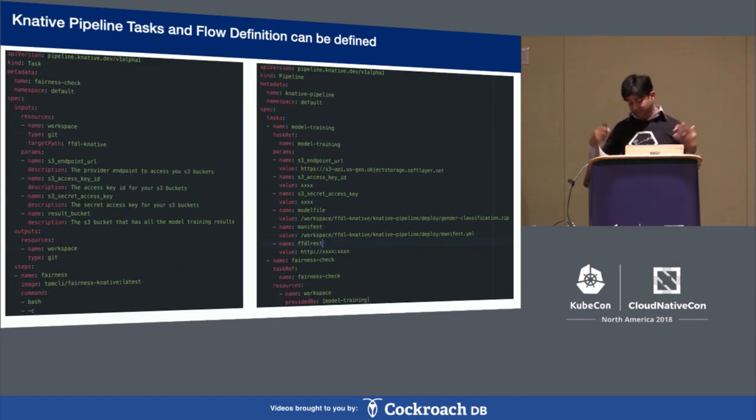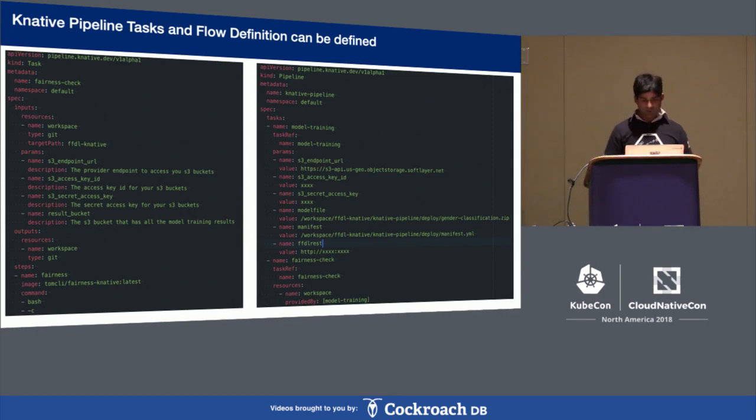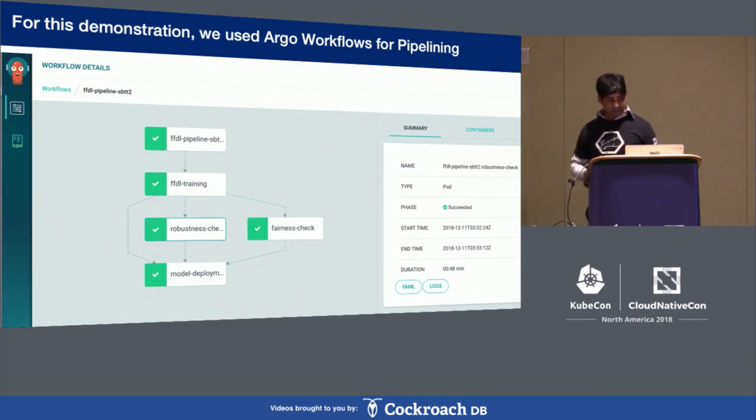And then you can define KNative pipeline tasks and flow definitions. So KNative gives you a very template-oriented way of defining what are the tasks which you want to run in this pipeline, and then how to tie them together using the pipeline tasks and the flow definition. For this demonstration, we actually ended up using Argo Workflow for pipelining because, as I said, we still need to make sure KNative pipeline becomes a first-class citizen in this space, right? With that, can you bring up the browser?